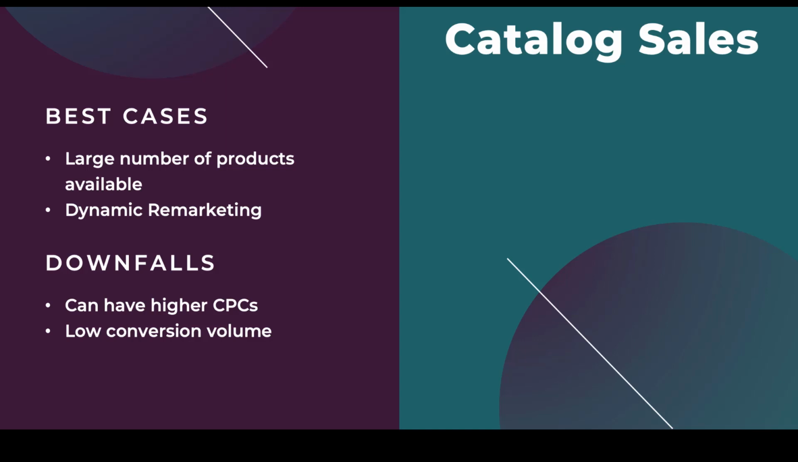Again, cross-sell, upsell, what have you, or go out and prospect for new people with some of your more popular products. This can be a great way to get those catalog sales. It can have some higher CPCs, and low conversion volume can be a real issue because, again, Facebook needs that data to optimize on. So if you don't have lots of conversion volume coming through, this can be an issue.